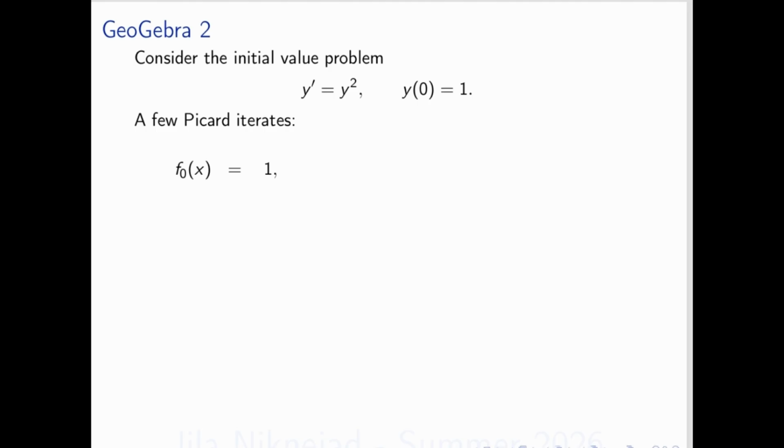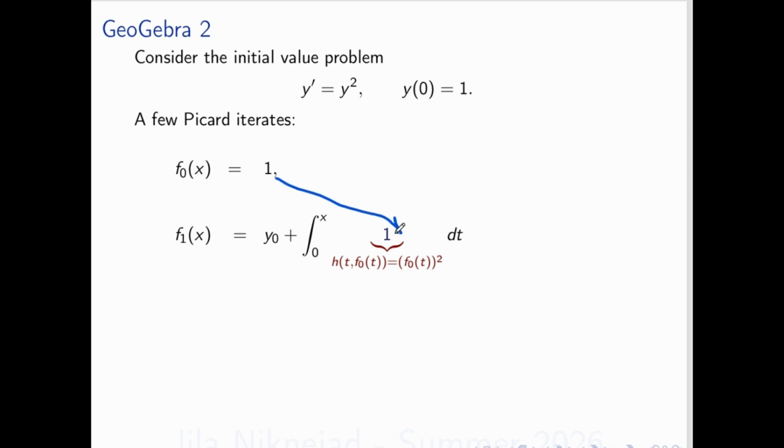And so if you Picard iterates, starting from f naught of x equal to 1, f1 of x equal to y naught plus integral from x naught to x of 1 dt, which 1 is h of t and f naught of t to power 2, which f naught of t was actually 1. This is equal to 1 plus x.